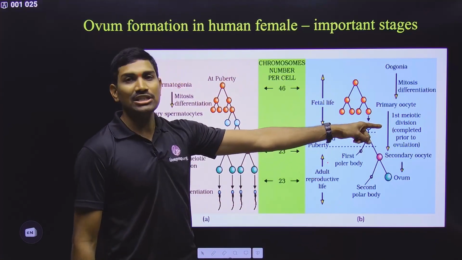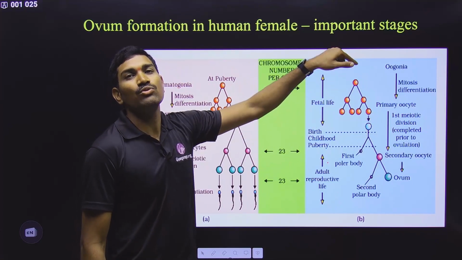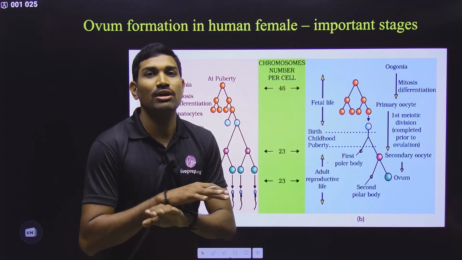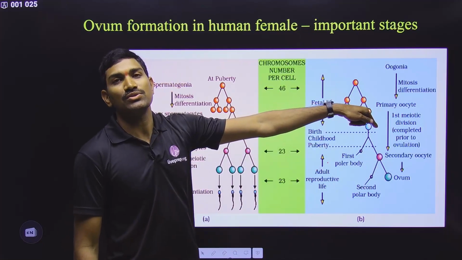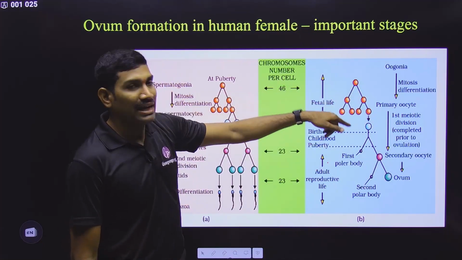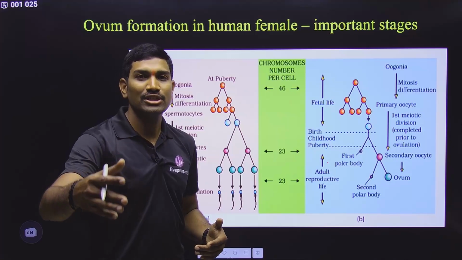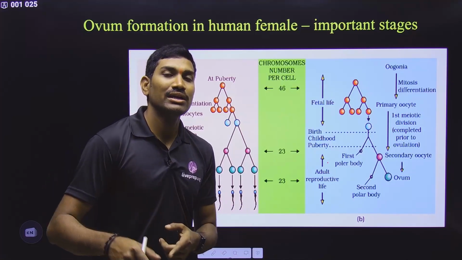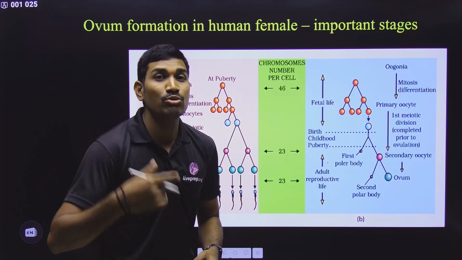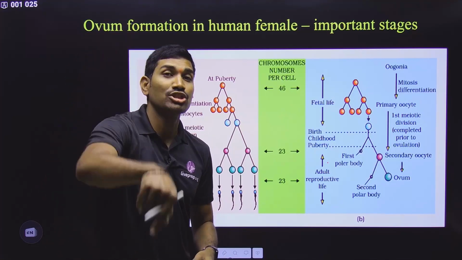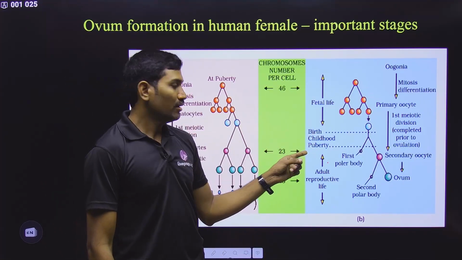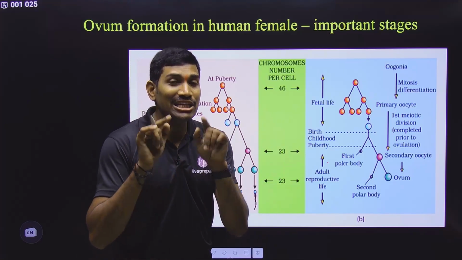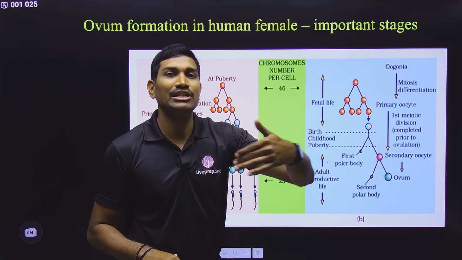In the fetal life, the oogenesis process is started. Meiosis 1 is initiated, but it is stopped in diplotene of prophase 1, and there it is stopped. Then what happens? After the completion of 9 months, the birth of the baby takes place, and then the baby grows, and during puberty the menstrual cycle starts. Now when the menstrual cycle starts, in each menstrual cycle some cells will continue further.